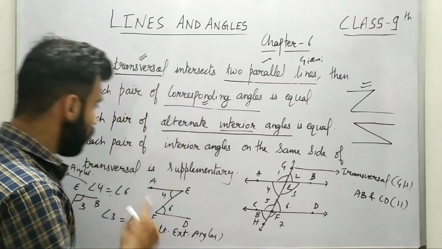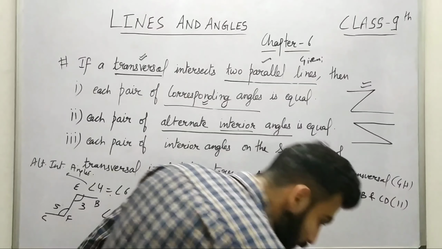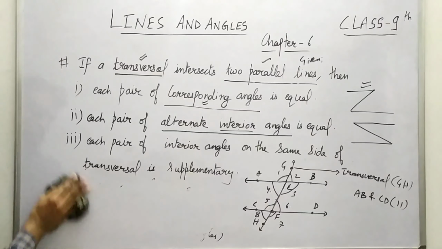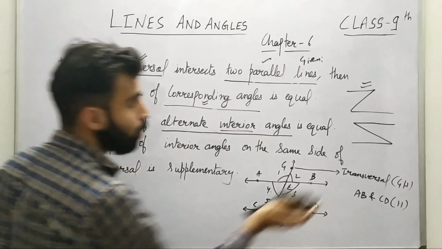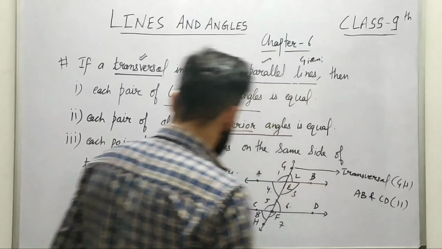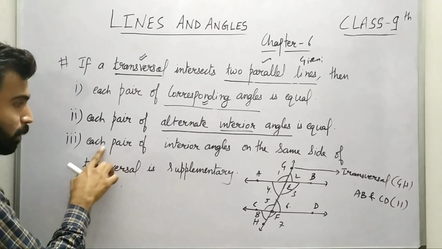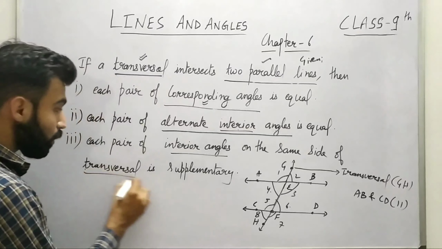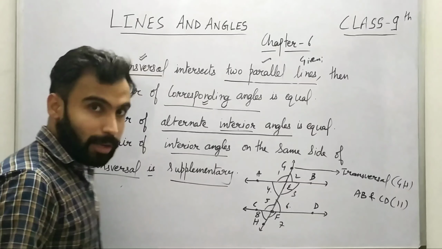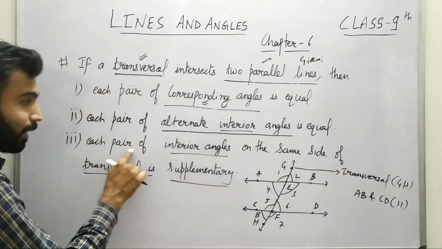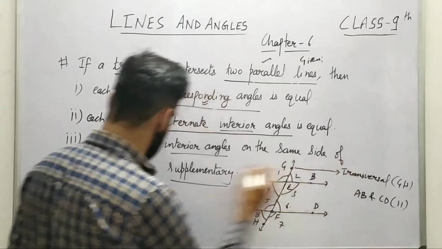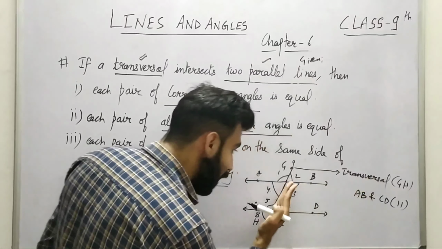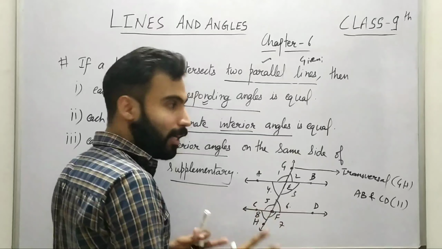So let's move to the last part here. So let me just rub this here. Let me also rub this. Now you will see that the third part is: each pair of interior angles on the same side of the transversal is supplementary. So let me explain one by one. So the first thing is interior angles on the same side of the transversal. So those angles which are on the same side, either on the right side or on the left side, that means on the same side of the transversal.